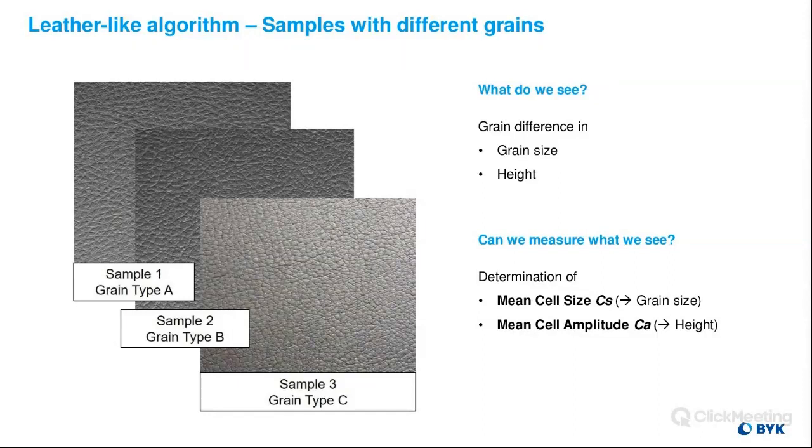But the grain size and the height are going to affect how we actually see these things. So in order to quantify this effect, we want to be able to determine the mean cell size, which we call the CS value. This is the average size of the individual cells, and the mean cell amplitude, the average height of each of these cells.